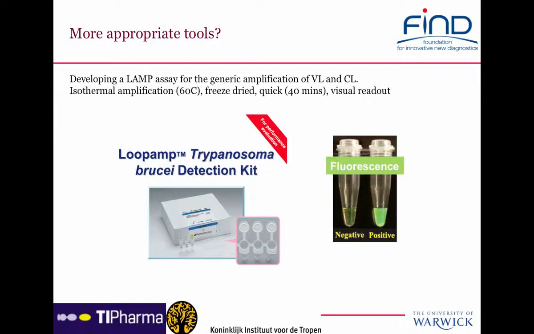FIND have developed a LAMP kit for tuberculosis, for malaria, for trypanosomiasis, and we're working with them for leishmaniasis, and they're also producing one for Chagas disease. Here you can see the kit for Trypanosoma brucei. This is the reaction tube, and in the lid you can just see the orange stain of the freeze-dried reagents. So all you do is introduce your DNA sample into the bottom of the tube, you close the lid, you shake it up and down, you put it at 60 degrees for half an hour, 40 minutes, and you can visually read out whether you have an infection or not.